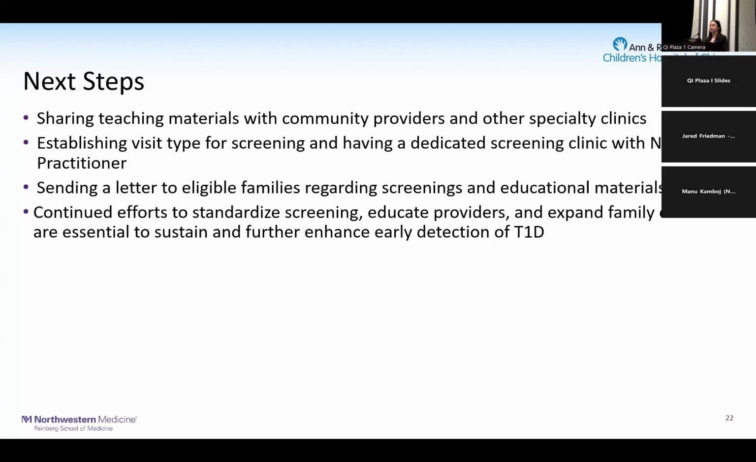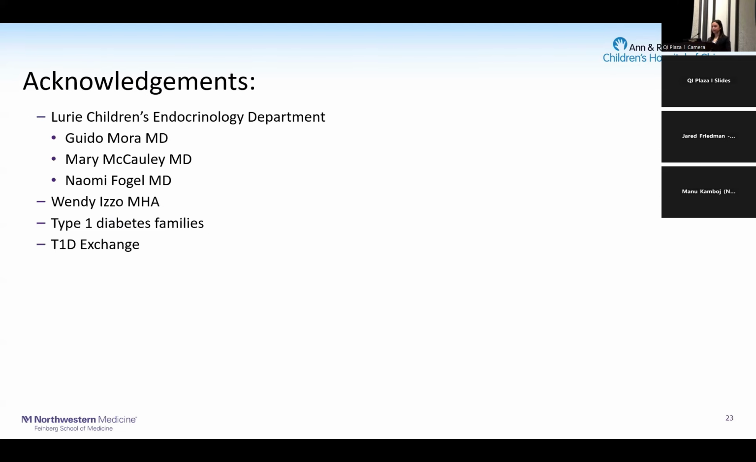And then we also created a letter to all of our type 1 families, discussing screening and that their other children are eligible. We're going to send that out in the next month. And hopefully all these efforts will continue to increase screening. Here are my acknowledgements, and thank you.